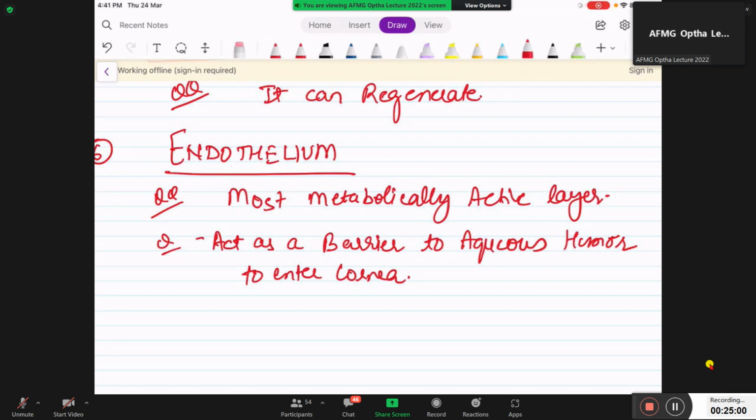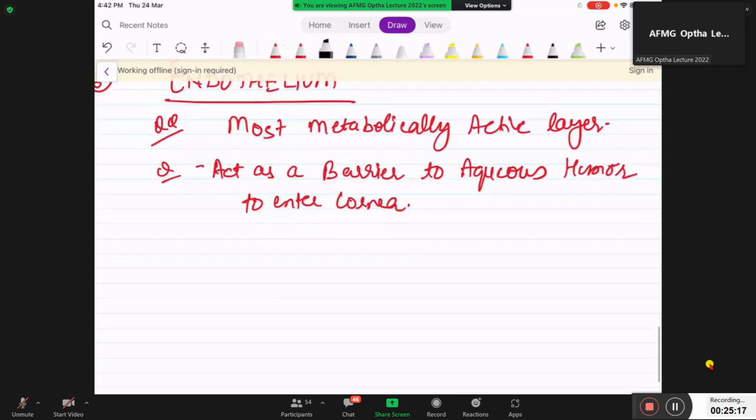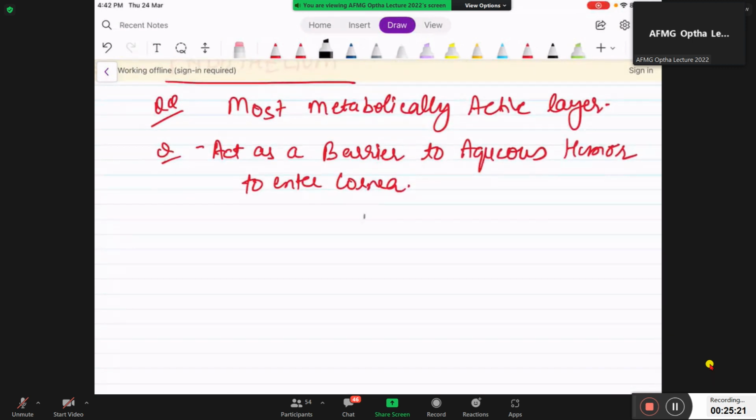What will happen if the fluid enters inside the cornea? The transparency of the cornea will be gone and it will lead to corneal opacity, right? So if your endothelium gets damaged, what will happen? The aqueous humor will enter the innermost layer of the cornea and it will lead to corneal opacity.